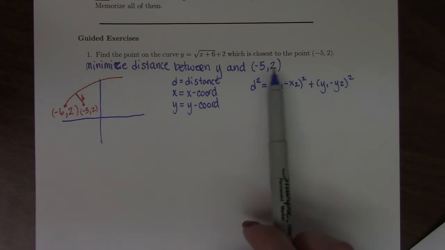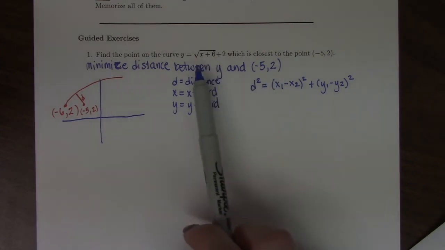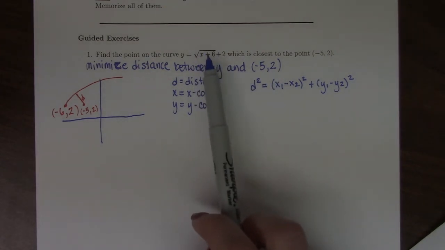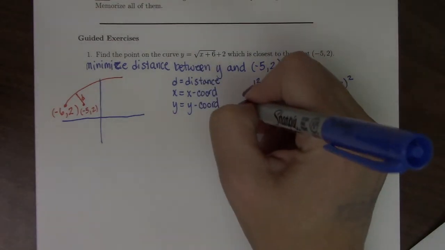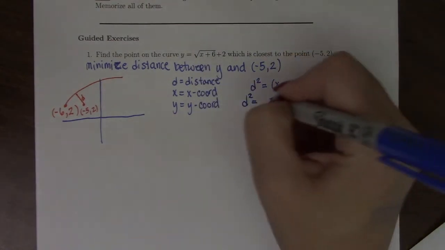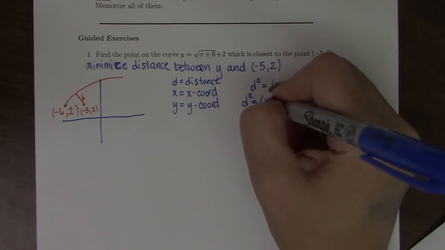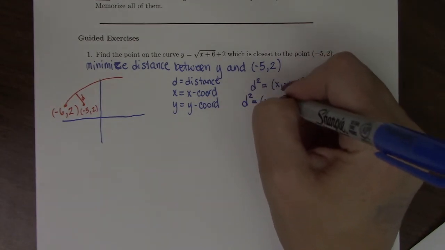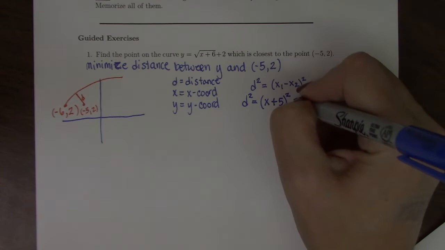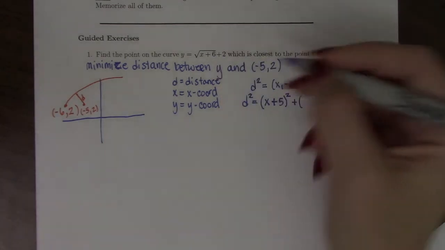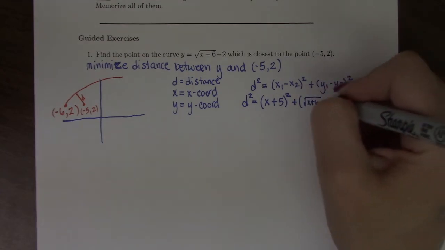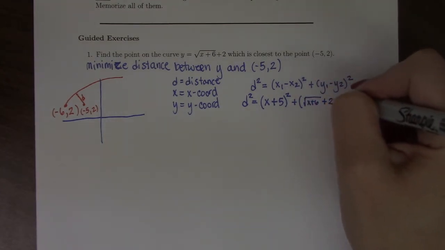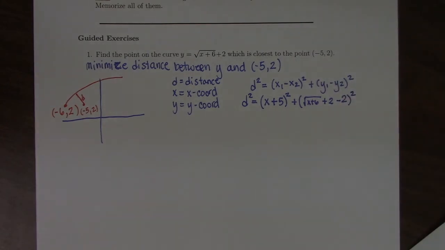One of the points is negative 5, 2. The second point can be written as x comma f of x. So for my x coordinates, it's just going to be x minus negative 5. But for the y coordinates, the y value in terms of x is square root of x plus 6 plus 2, minus 2, quantity squared.